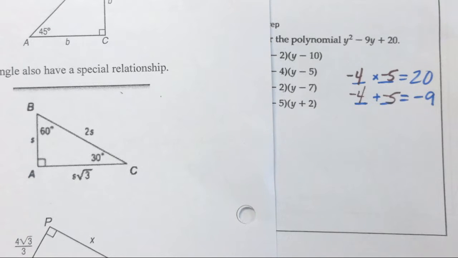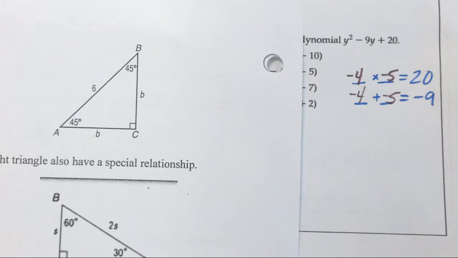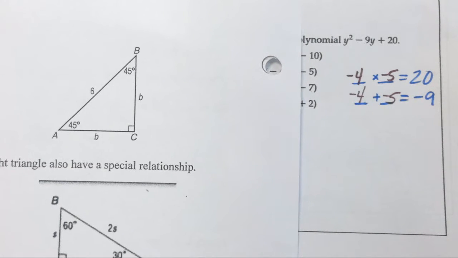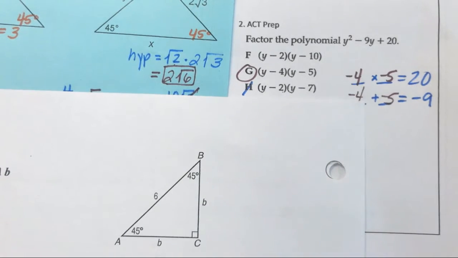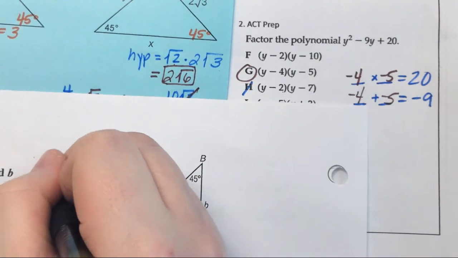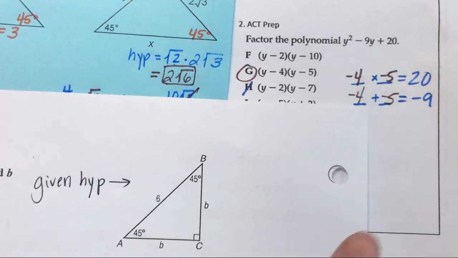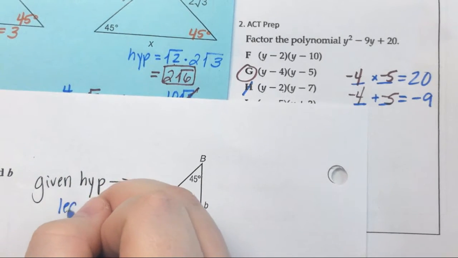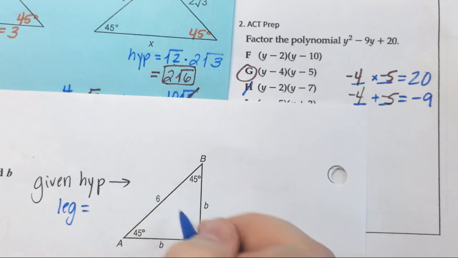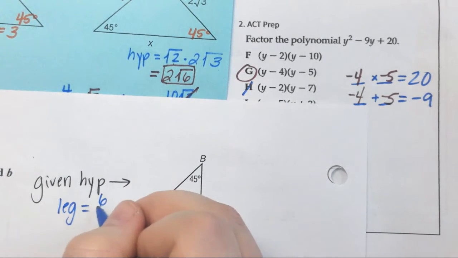Okay, flip to the back. There's one more on the back top I forgot about. Okay, what were we given? A hypotenuse or a leg? Okay, so we're given a hypotenuse. So the formula I'm going to use, because I'm solving for the leg, is I'm going to take my hypotenuse, which is 6, and I'm going to divide by the square root of 2.